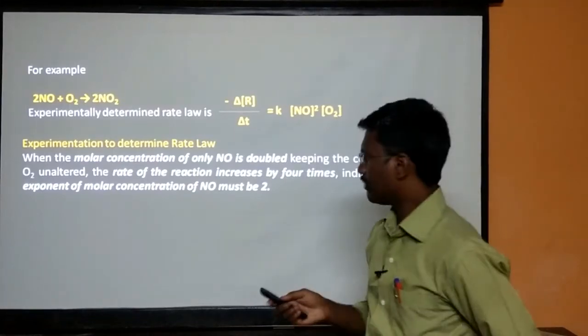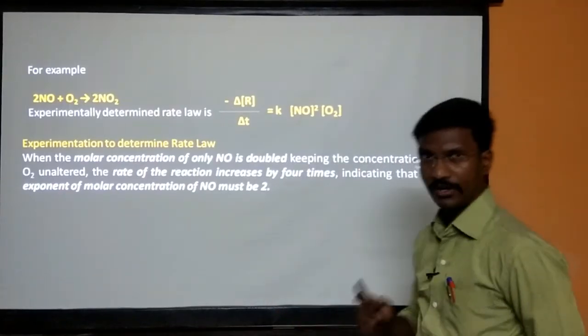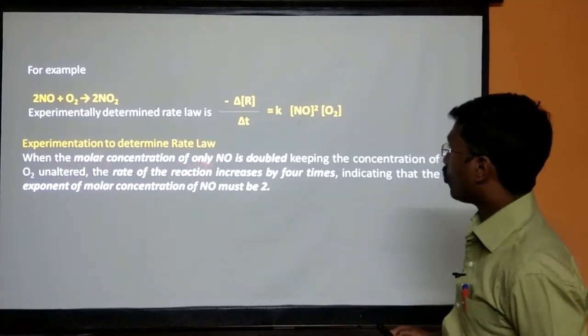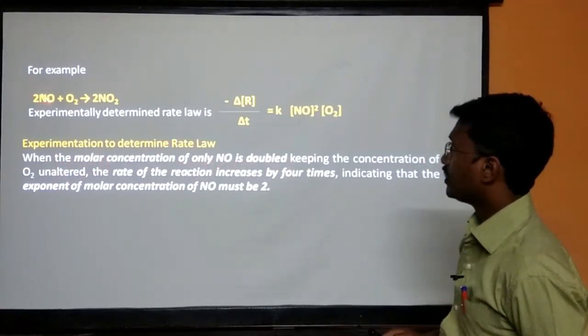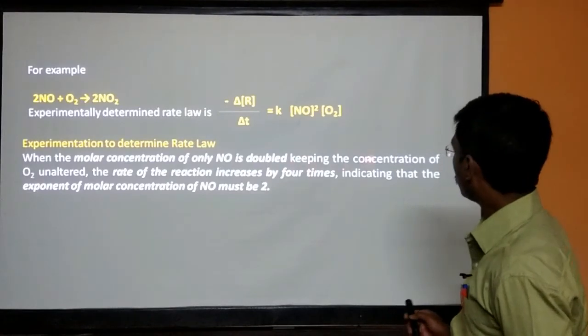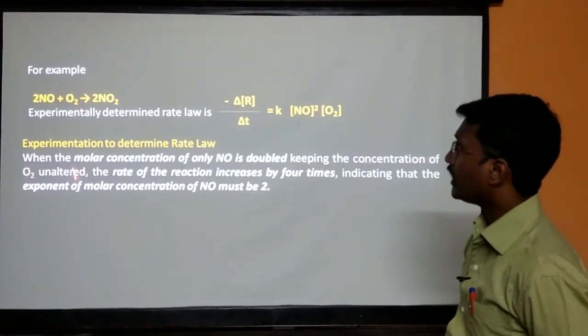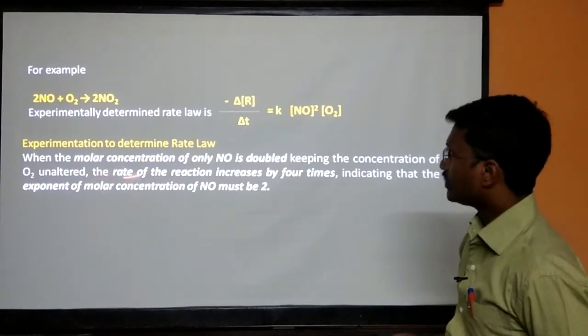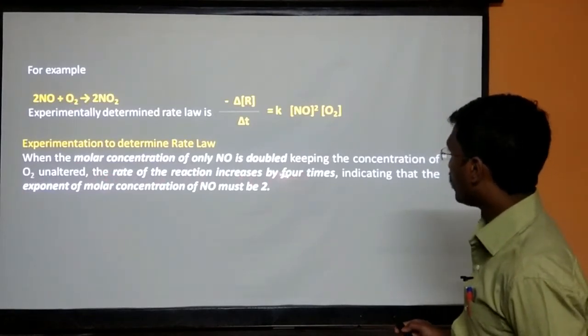Just look here, by this statement I hope you can understand. When the molar concentration of only NO is doubled, keeping the concentration of O2 unaltered, we are not changing the concentration of O2. At that time, the rate of the reaction increases by 4 times.